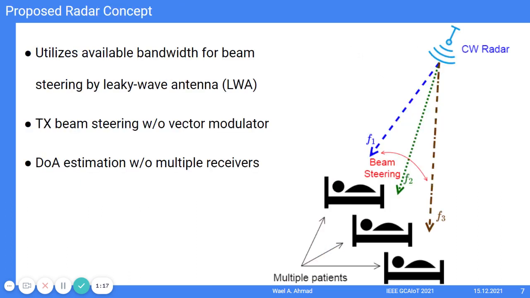Here we are proposing a concept that uses the available bandwidth to measure the angle with high angular resolution rather than using the bandwidth for range resolution. This can be done by employing a leaky wave antenna whose beam is scanned without modulators in the TX path, and it allows the radar to estimate the direction of arrival without multiple receivers, only with a single receiver.